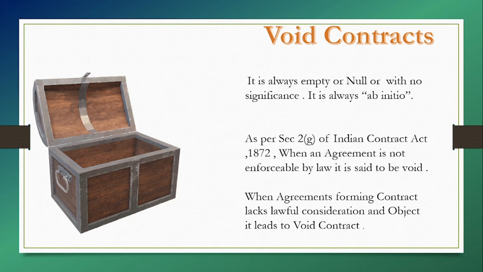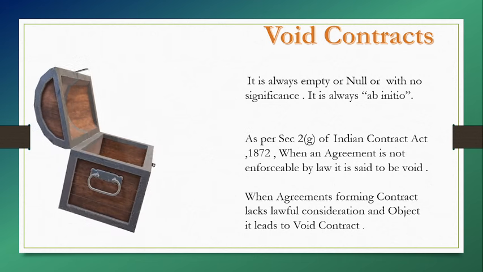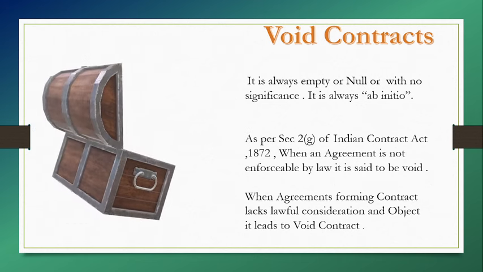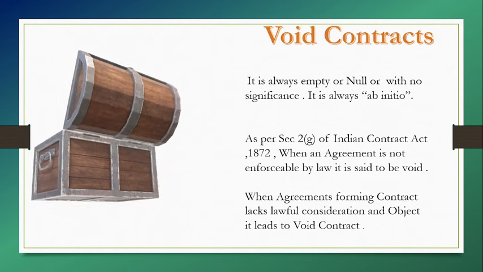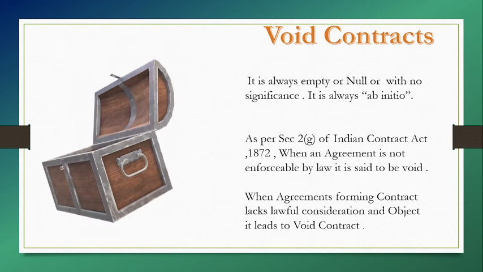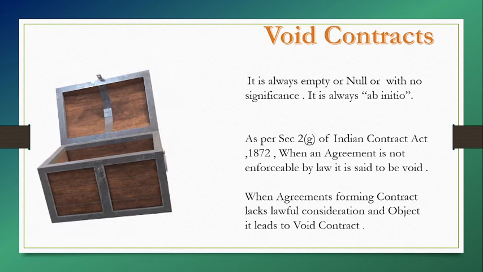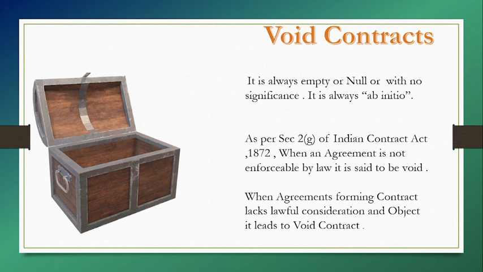Here we see void contracts. As this box we see is empty, similarly, void contracts are also empty or null with no significance. It is always empty or null or with no significance. It is always ab initio, that is, void from the beginning itself.